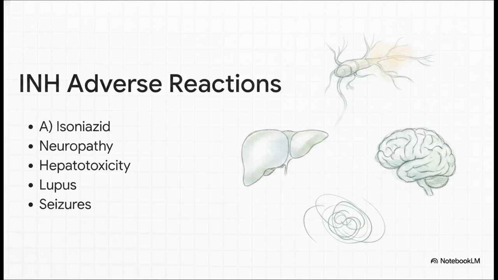All right, time for some rapid-fire exam pearls on core INH adverse reactions. Number 1, dose-dependent peripheral neuropathy. Number 2, idiosyncratic hepatotoxicity. Number 3, drug-induced lupus erythematosus. And number 4, seizures and general central nervous system excitability.